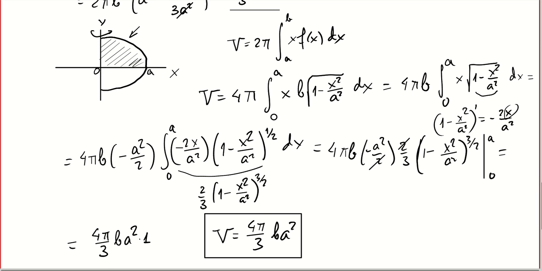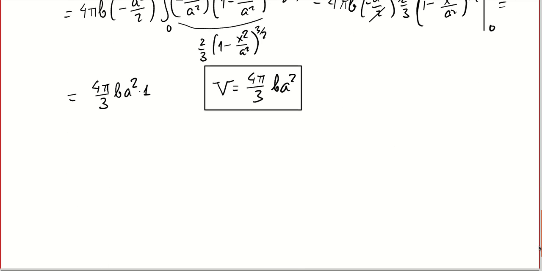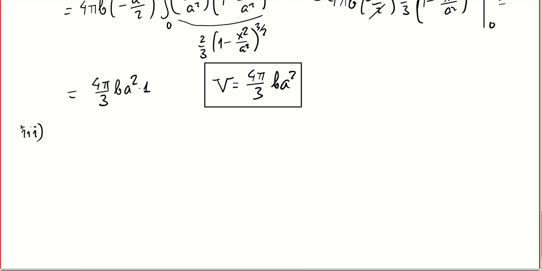And finally, the last volume that we have to calculate is this one here, which is the following. It's a different story, because what we have here is a solid whose base is this ellipse, right? And whose sections perpendicular to the y-axis are isosceles triangles of height 2. So that's a different story. It's like a tent, what we have to calculate now, right? It's the volume of a tent. So the idea is, let's try to figure out what this is like.